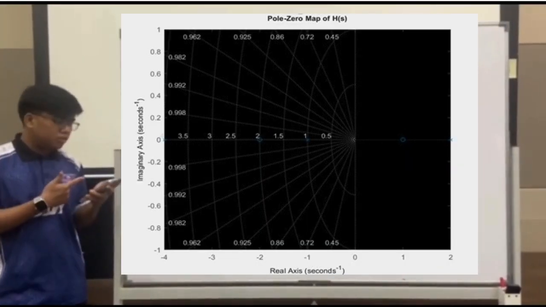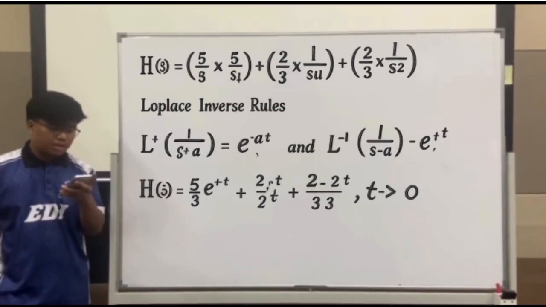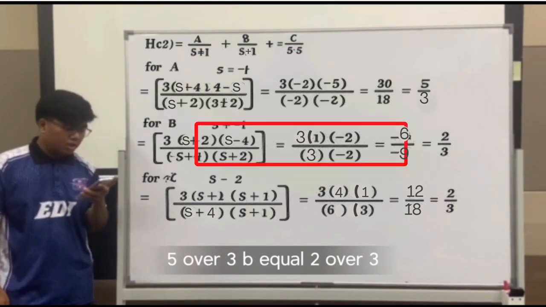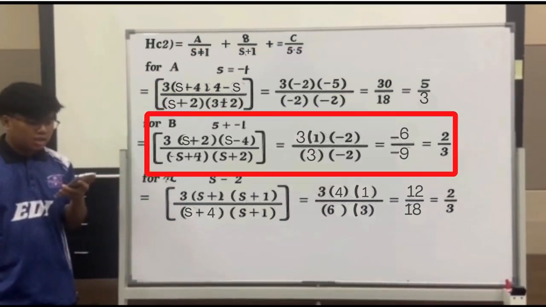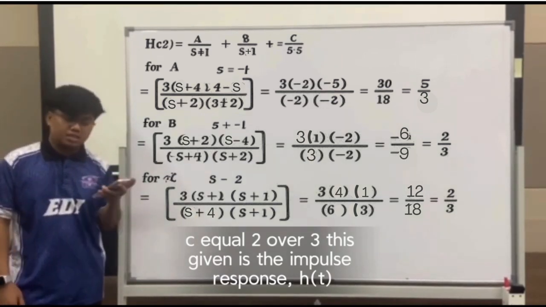Now let's move to question 6. Using the partial fraction method, we find the constants A equal 5/3, B equal 2/3, C equal 2/3. This gives the impulse response.